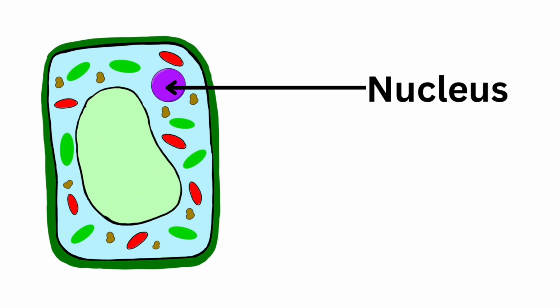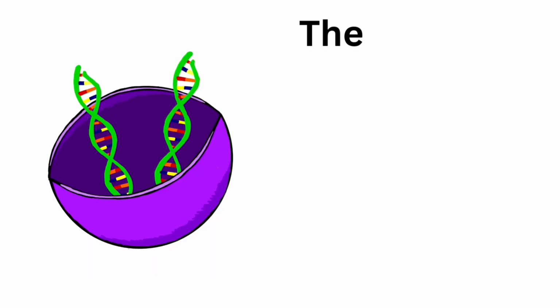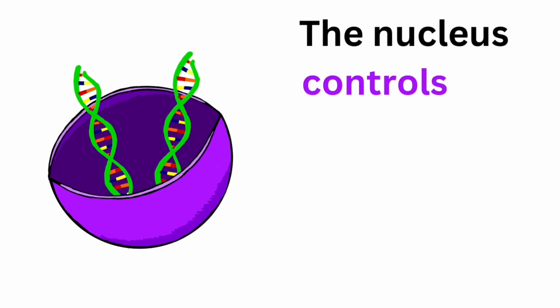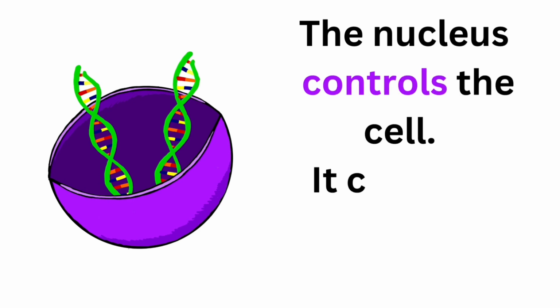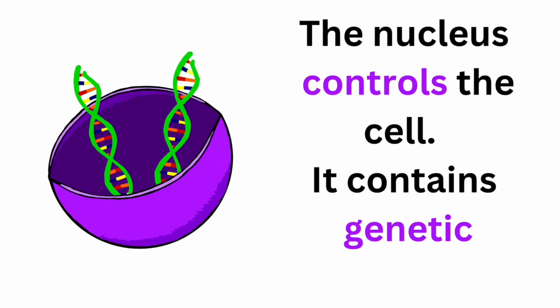Hopefully you can now spot the nucleus in this diagram of a plant cell. As you may know already, the nucleus's job is to control the cell, and inside the nucleus, because it's a hollow ball, you will find the genetic material or the DNA. So these two sentences are really useful sentences to write down and repeat in exams. So the nucleus controls the cell and it contains genetic material.